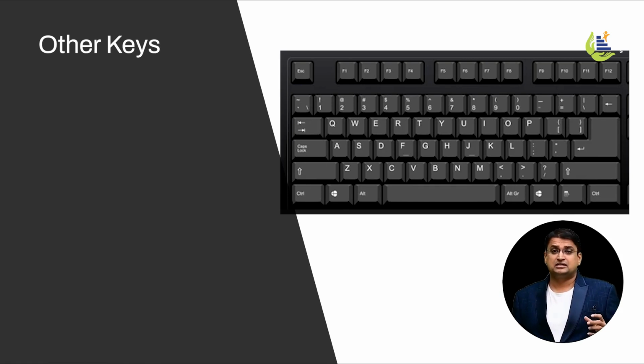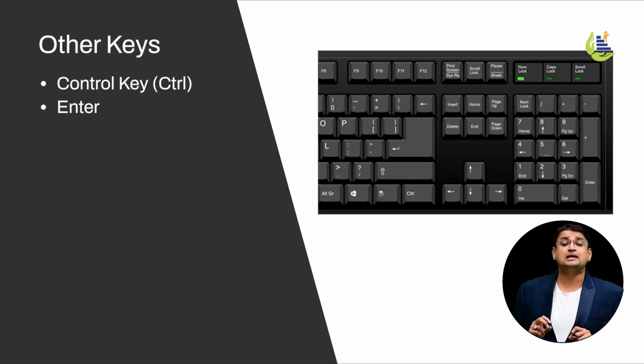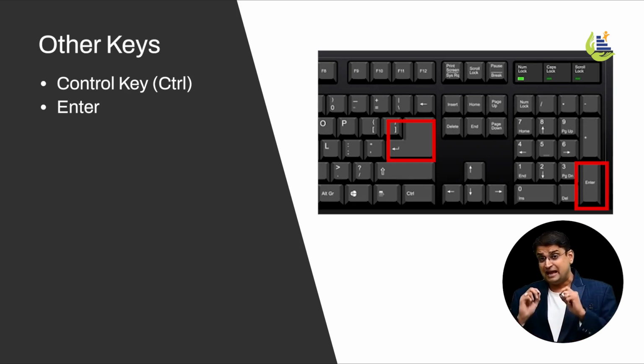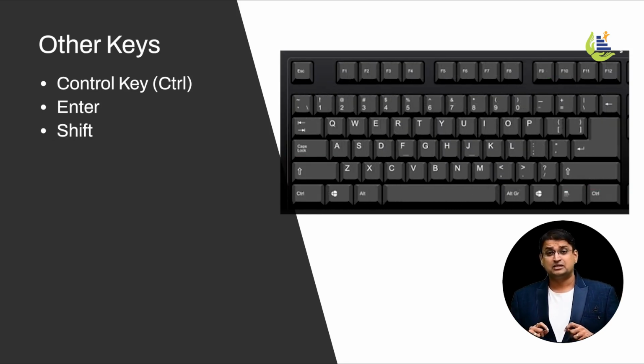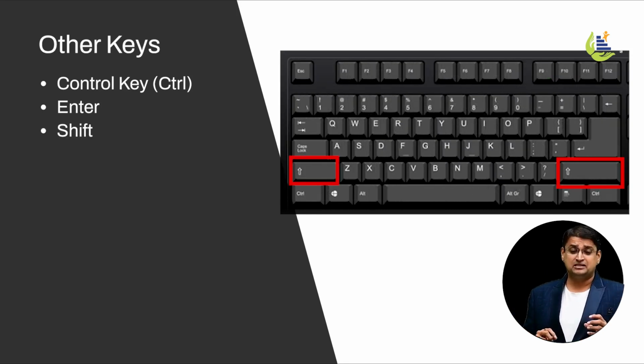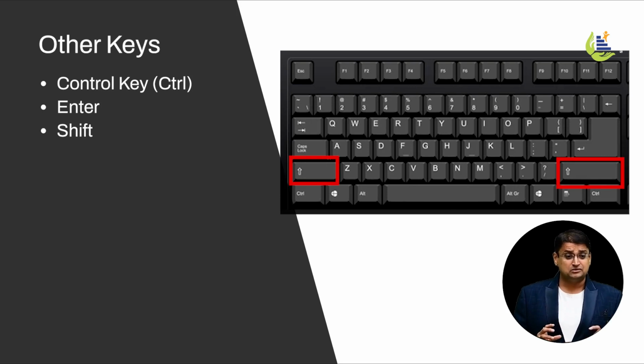Other keys. A keyboard contains some other keys such as Control key. It performs a special operation with the combination of other keys. Enter. Enter is used to finish an entry and begin the new entry in a document. Shift. Some keys on the keyboard, like numeric keys, have a symbol printed on the upper portion. Shift key is used to print these symbols. There are two shift keys on a keyboard.